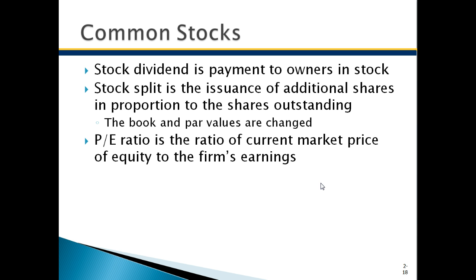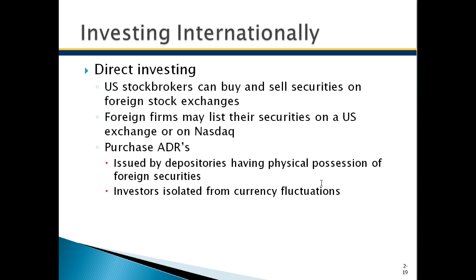The PE ratio is the ratio of the current market price of equity to the firm's earnings. So it's the price of the stock per share divided by the earnings per share. And it gives us a multiple of how many times the stock is trading, how many times earnings. So if you had earnings per share of $1 and the PE is 15, that means the stock is trading 15 times earnings. So if the earnings are $1, the stock price must be $15.